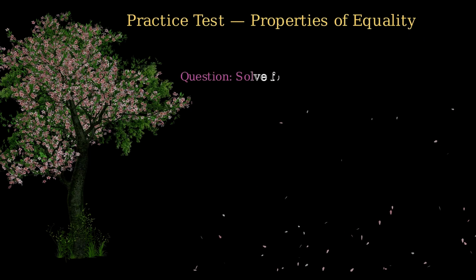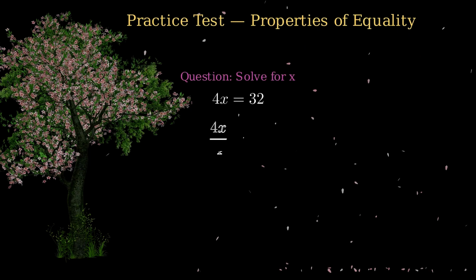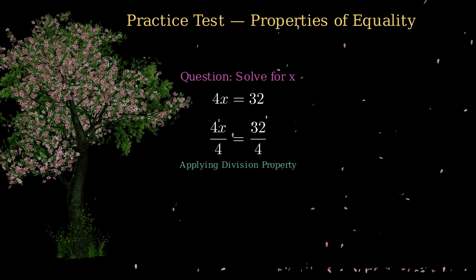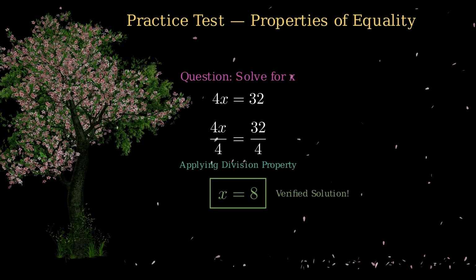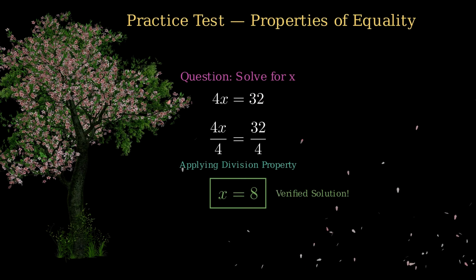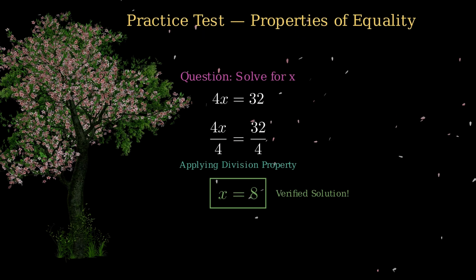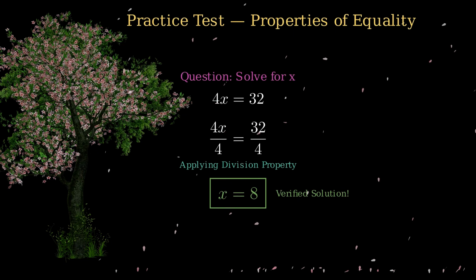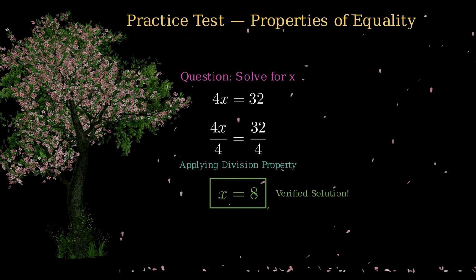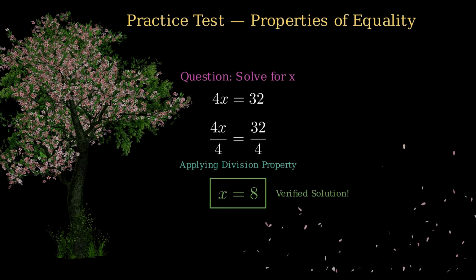Let's test what we have learned with another practice problem. Solve the equation 4x equals 32. To completely isolate the variable x, we must use the division property of equality. By dividing both sides of the equation by 4 at the same time, the perfect level balance is kept. Simplifying this calculation leads us to our final answer, x equals 8.